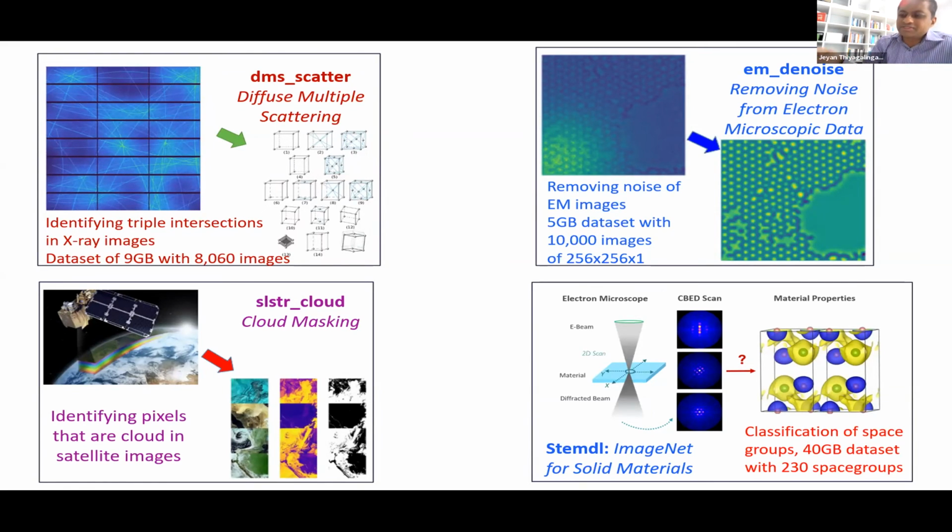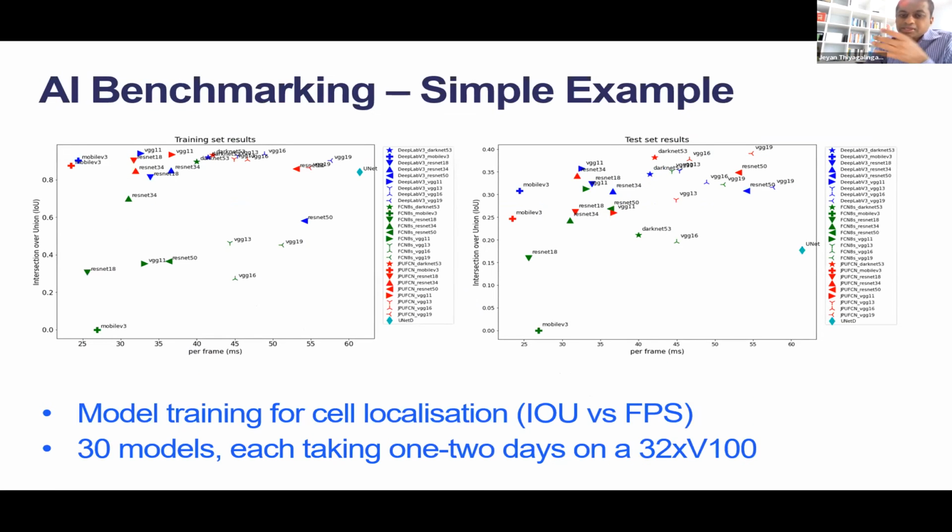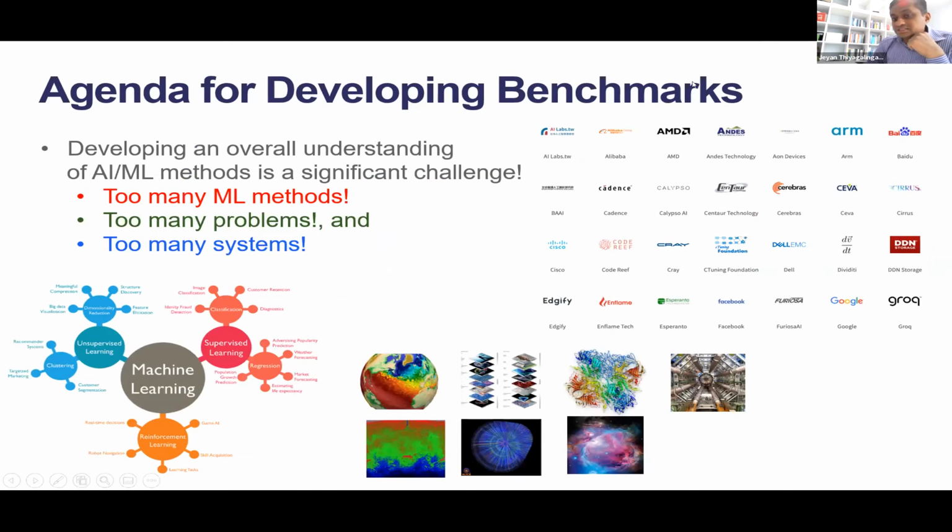But if you go back to all of the problems I have discussed, you can pick any of them as a benchmark and go with it. The bottom line here is that the key metric is not really machine or runtime performance. If I go back to this particular one, there are roughly about 30 models, and if I go back to the architecture people, they would be massively interested in which architecture works better on all those models. Sure, that's a side effect of it, or maybe a side benefit.